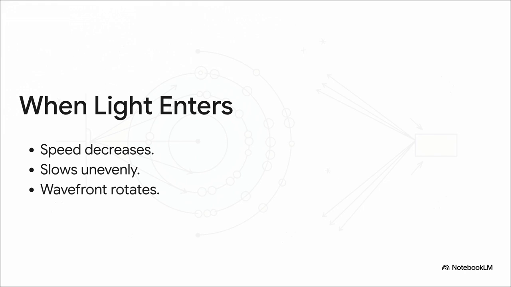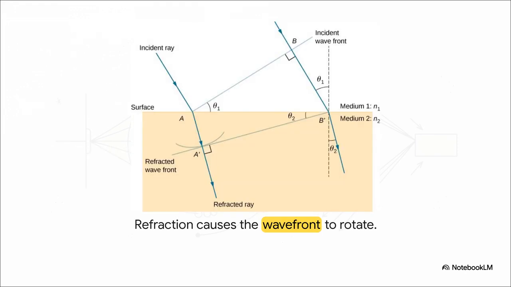Second, because it's approaching at an angle, the specific part of the wavefront that enters the denser medium first slows down first, while the rest of the wave is still cruising along at full speed. Finally, this uneven, localized speed change causes the entire wavefront to pivot and rotate, which bends the light ray toward the normal line. If you focus on the incident wavefront here, that light blue line connecting points B and A, you can really see this in action.